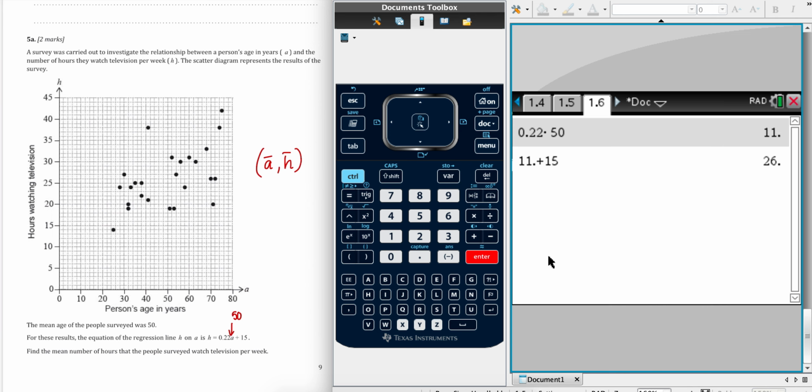Okay, so H is equal to, and again, show some working. So 0.22 times 50 plus 15. H is equal to 26.